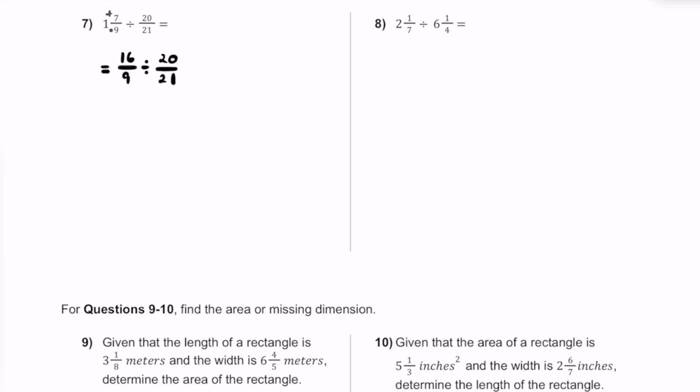Now that we have just propers and impropers, we can go ahead and keep change and flip, or sometimes they call that Kentucky Fried Chicken, or keep change flip. And so let's go ahead and turn this into a multiplication problem, right?